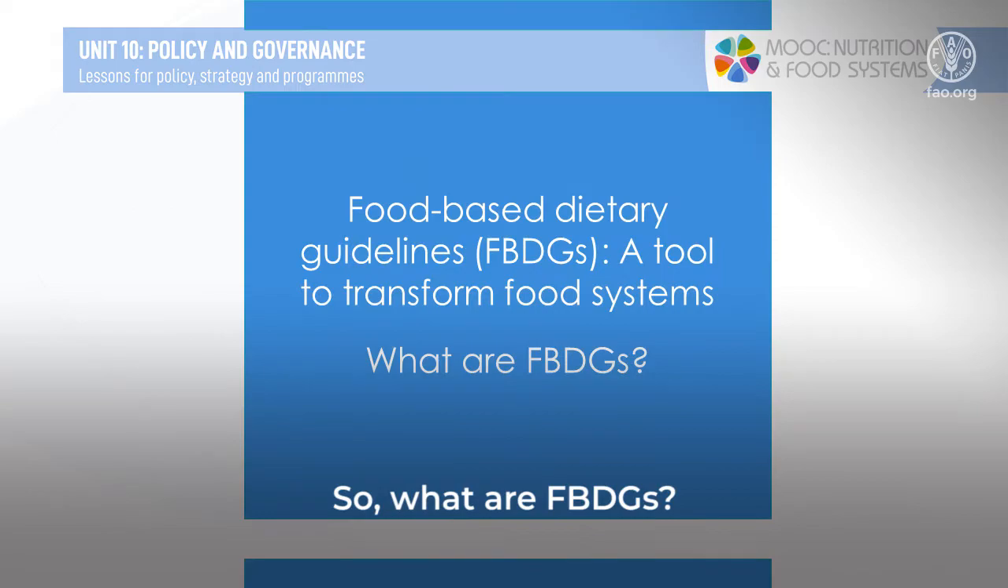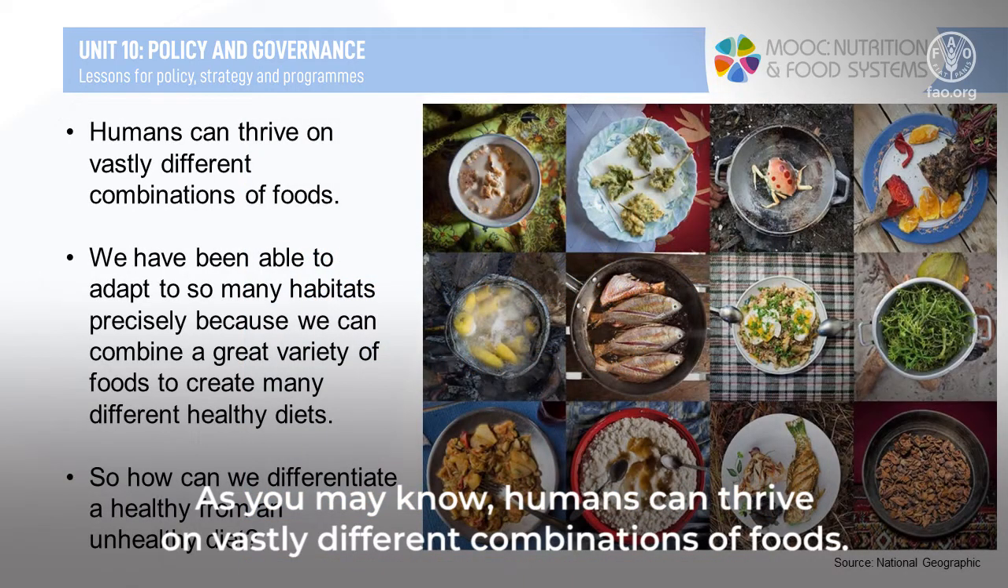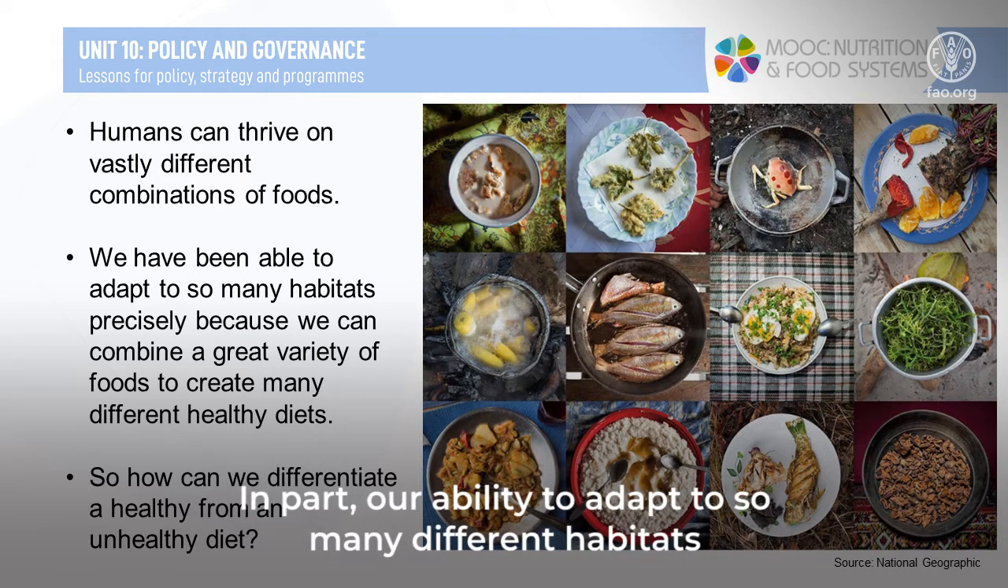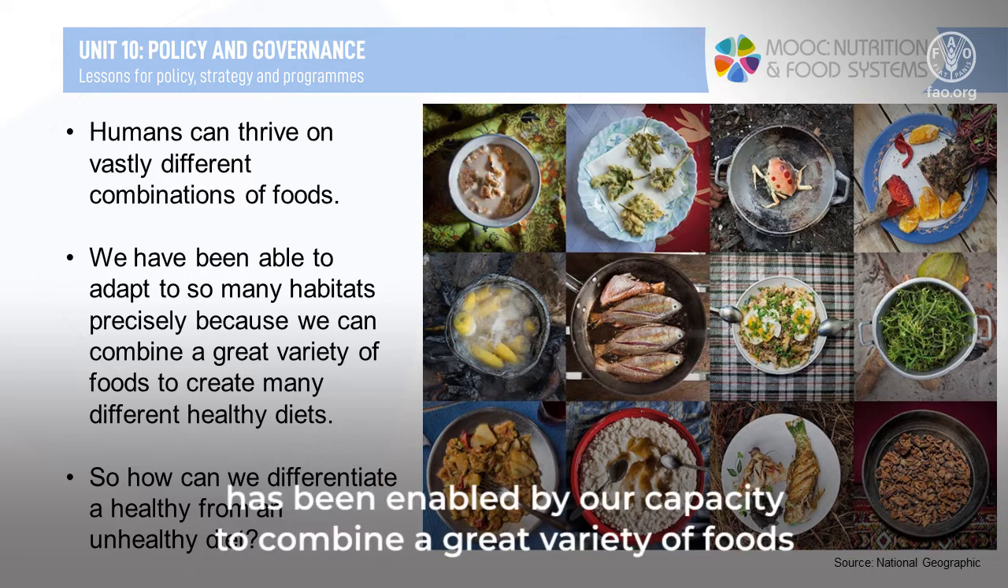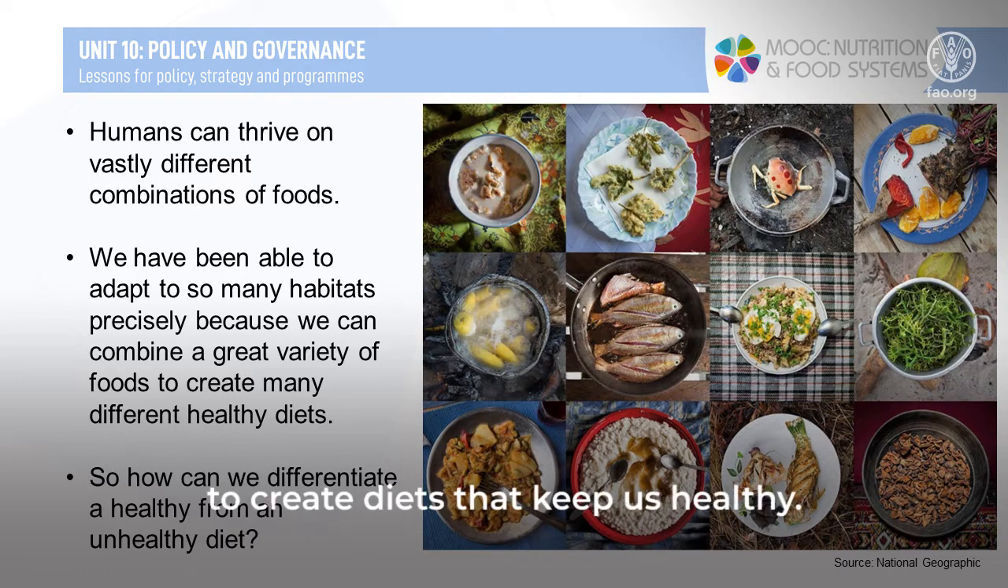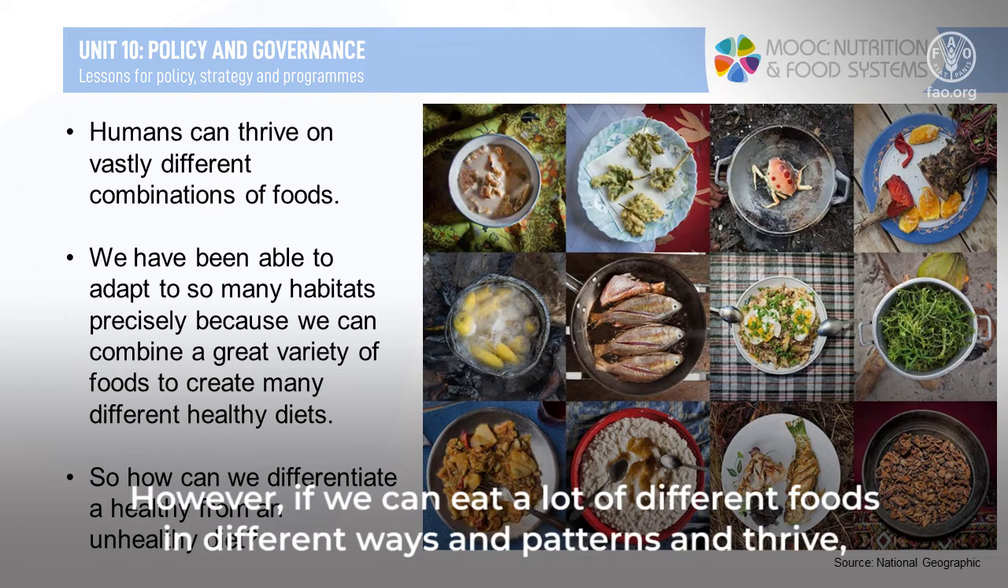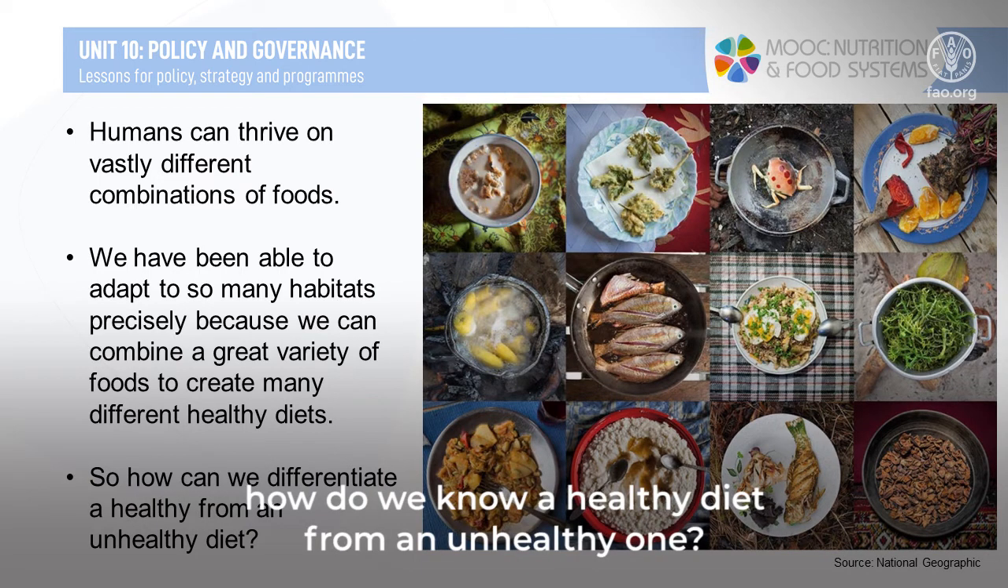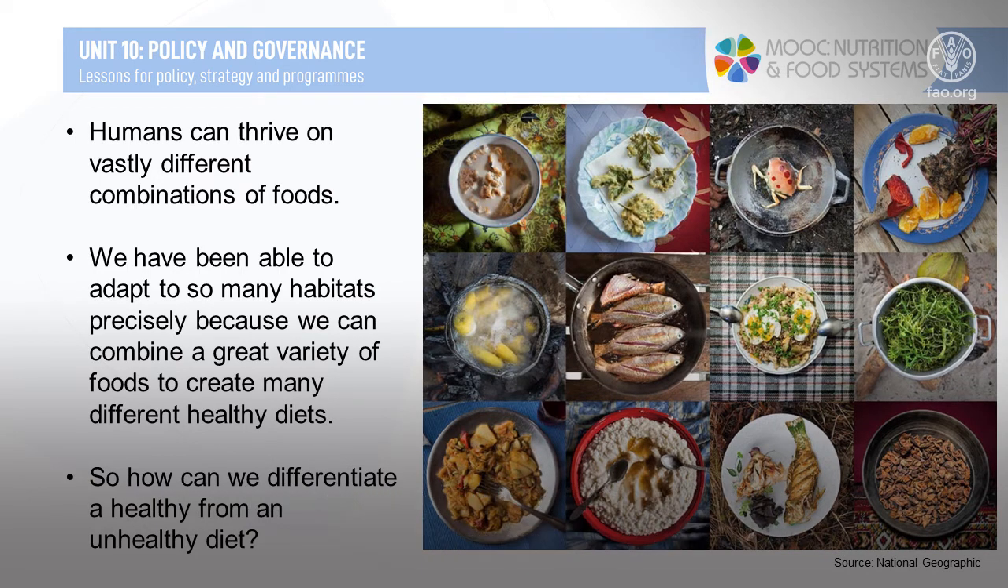So, what are FBDGs? As you may know, humans can thrive on vastly different combinations of foods. In part, our ability to adapt to so many different habitats has been enabled by our capacity to combine a great variety of foods to create diets that keep us healthy. However, if we can eat a lot of different foods in different ways and patterns and thrive, how do we know a healthy diet from an unhealthy one?